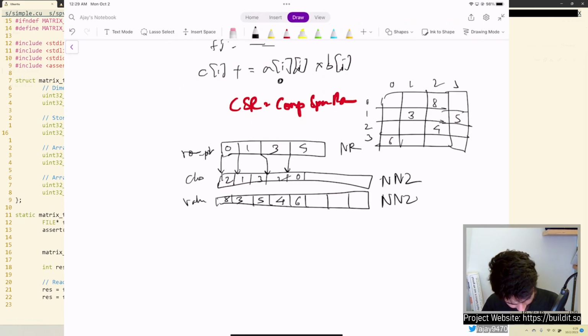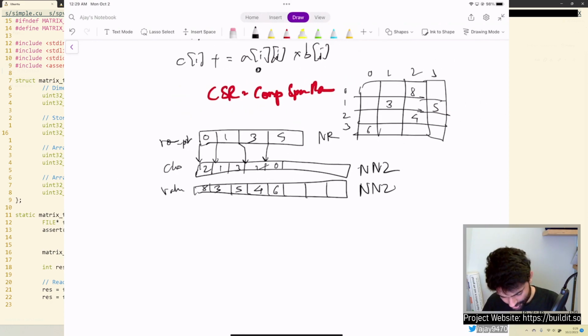So 8, 3, 5, 4, 6 are stored in this array. The columns array stores which columns those non-zeros are in. So the 8 is in column number 2, so 2 is stored here. 3 is in column number 1, so it's stored here. 5 is in column number 3, so it's stored here. 4 is in column number 2, so it's stored here, and 6 is in column number 0, so it's stored here.